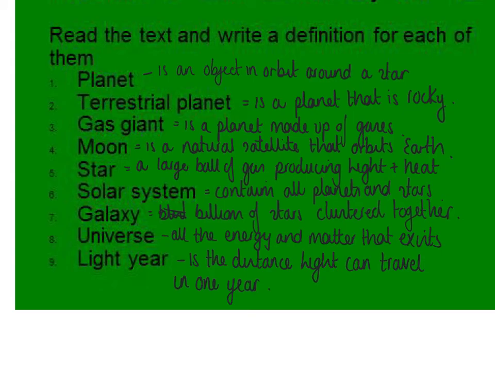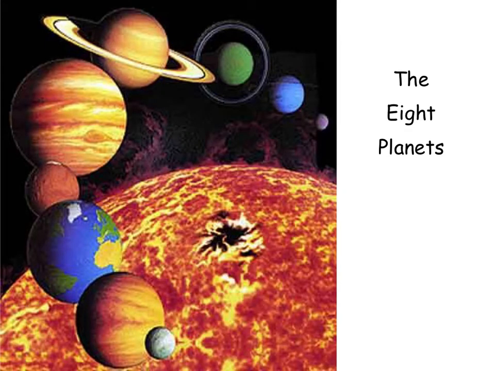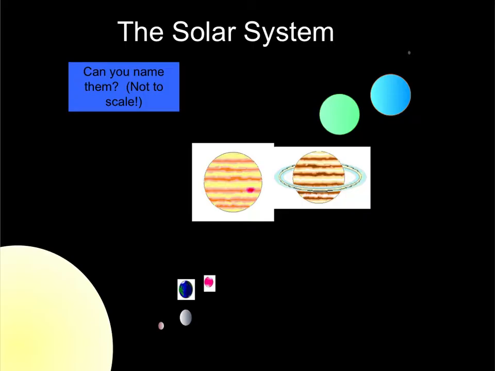Okay, right, so we're going to look at now the 8 planets. So we might know about them already, but let's have a look. So can we name the 8 planets? So let's get it up and let's have a nosy. So here we have the sun, okay, then the closest planet to the sun is here, and that is Mercury.